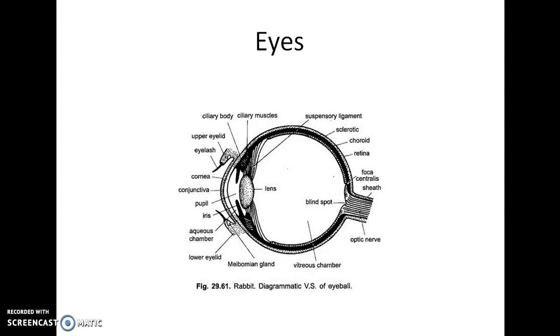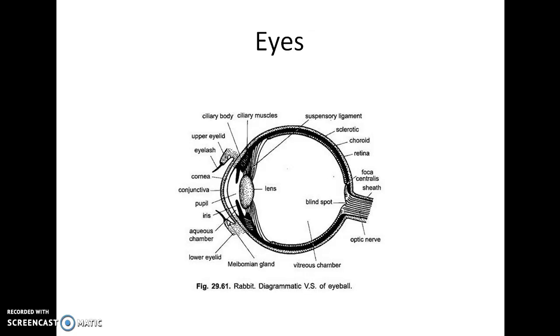Then there are different kinds of eye glands: the lacrimal gland, Harderian gland, Meibomian gland, and ciliary glands. The ciliary glands and the Meibomian glands are embedded in the eyelid. Their secretion lubricates the eyelid and eyelashes.